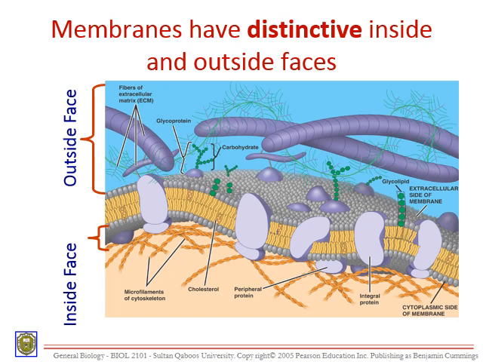All right, so the title of this slide says that membranes have distinctive inside and outside faces. So the inside and the outside faces of the membrane are different. They are not the same. We call it asymmetrical.